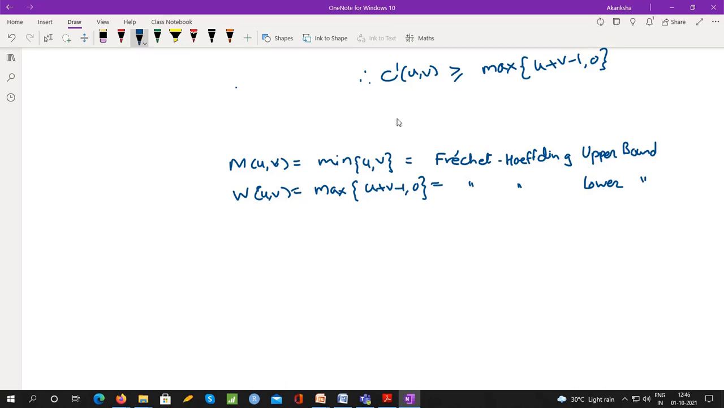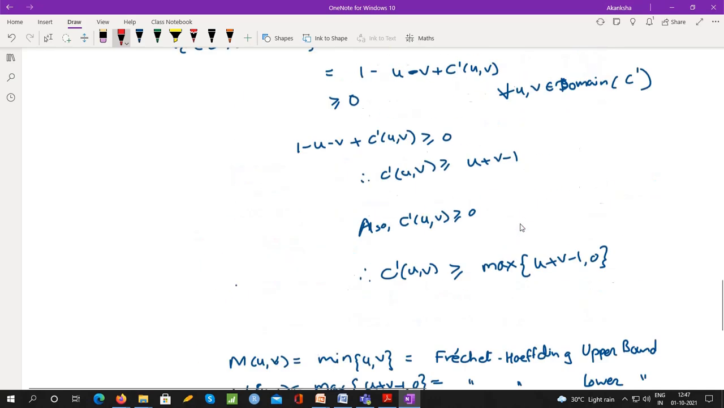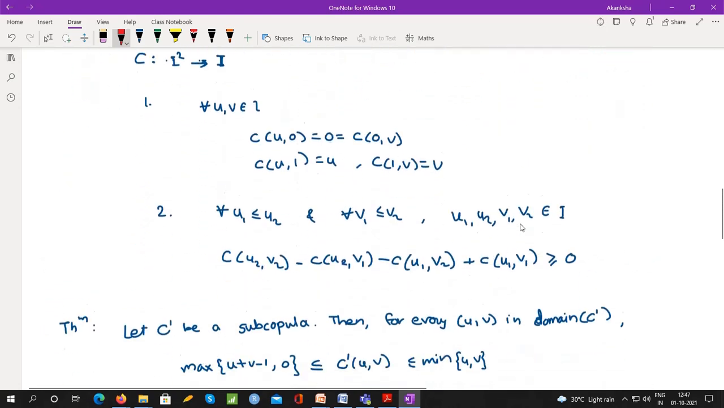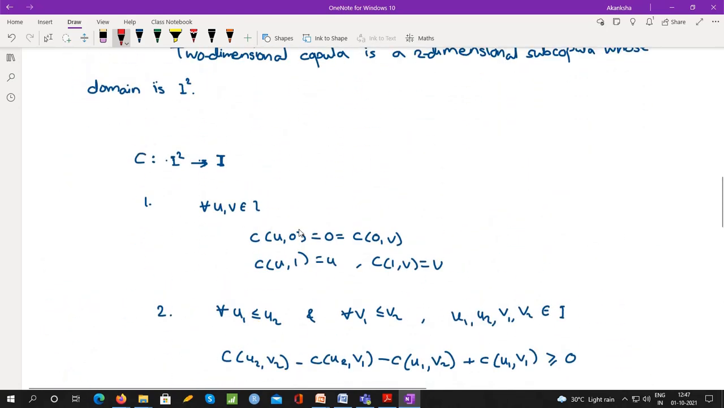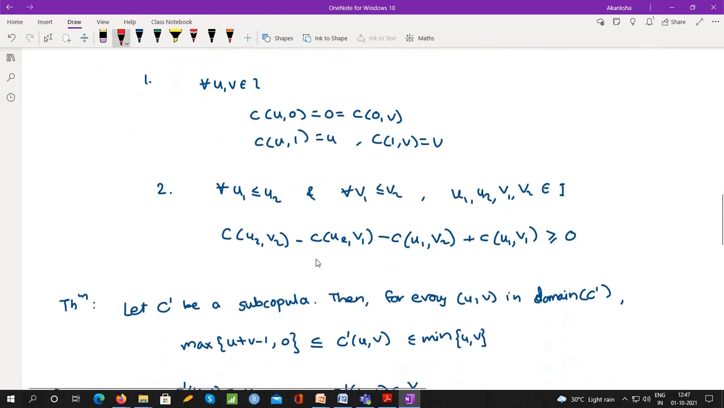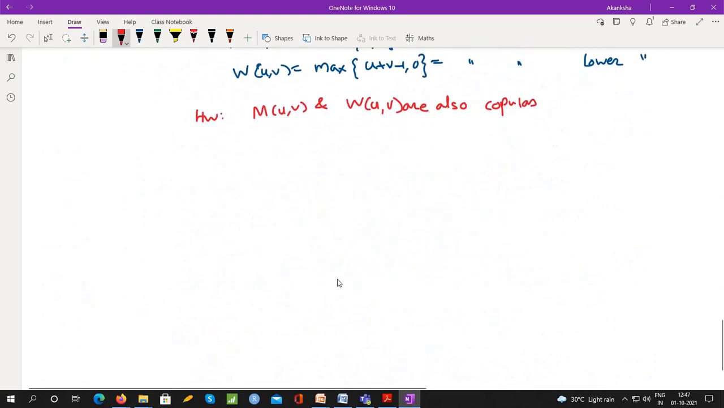Okay, so as I said, now I have homework for you. Homework is to prove that both of these, M(u,v) and W(u,v), are also copulas. You have to prove this. If you have to prove that they are copulas, what will you do? You have to prove that their domain is I squared, that they are grounded, that this property is satisfied, C(u,1) equal to u, etc., and that they are 2-increasing. So you have to prove that these two functions fulfill all these requirements.